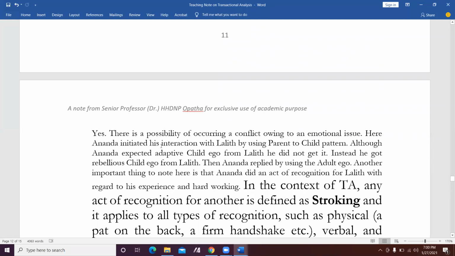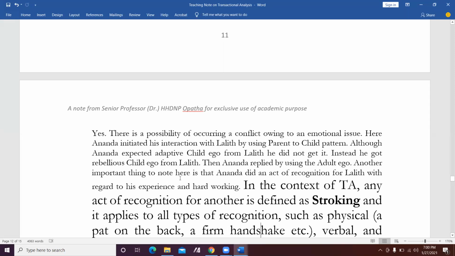Here Ananda initiated his interaction with Lalit by using the parent to child pattern, you know, obedient child, not rebellious child. Although Ananda expected an adaptive child, obedient child ego from Lalit, he did not get it. Instead, he got a rebellious child ego from Lalit. Then Ananda replied by using the adult ego.